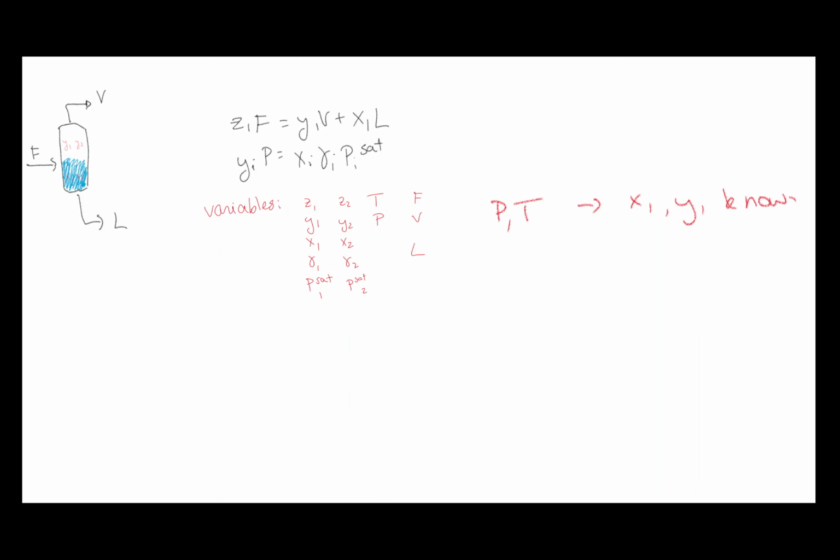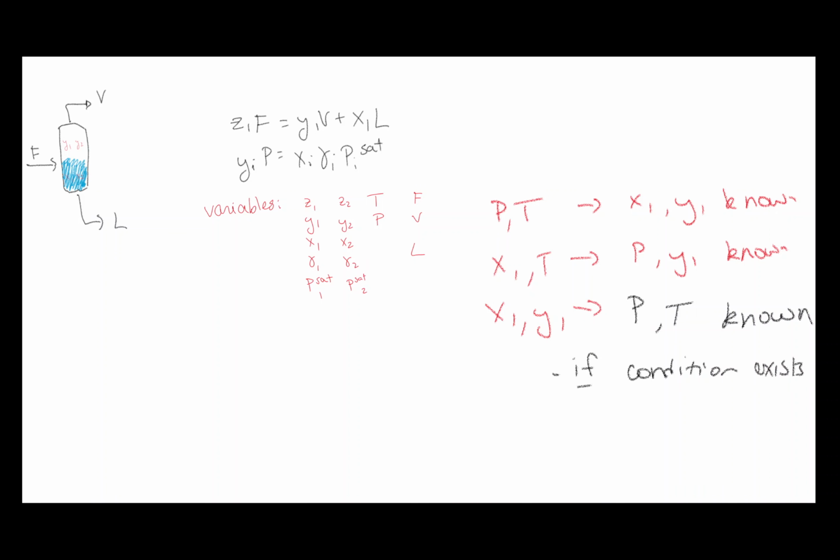So in terms of the intensive variables, meaning the things that are in the system itself, if we define pressure and temperature, we can define x and y. If we define x and T, we can figure out what P and y are. If we define x and y, in some cases we can figure out the pressure and temperature that occurs, but what you'll find is that that is only the case if a condition exists. So if you could define an x and y that isn't possible.